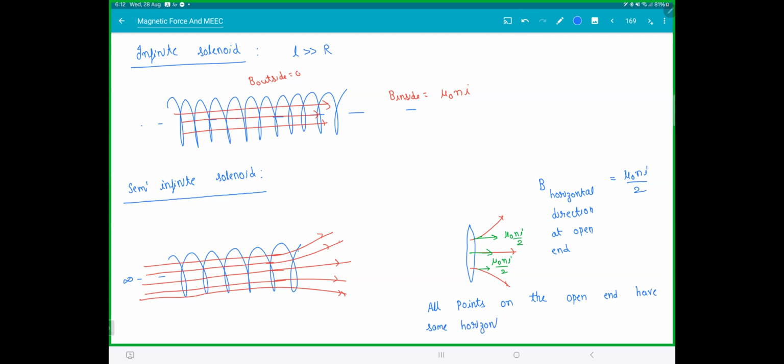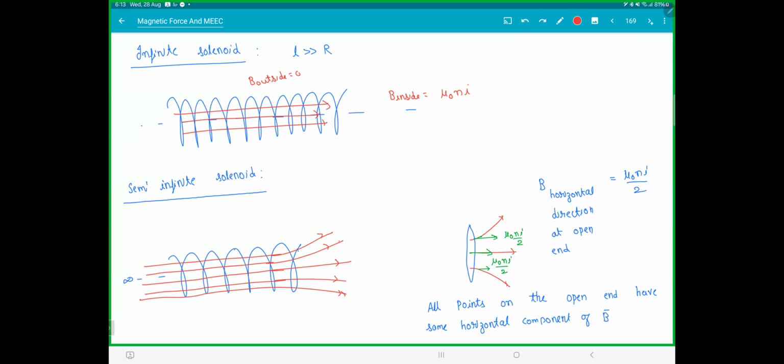Now be careful. On the open end, every point has a different field, but all those points have the same horizontal component, μ₀Ni by 2. So if we go towards infinity, then it tends to μ₀Ni. While we're coming to the open end, we drew it like this, but some field lines will start originating from the middle, right? Basically, it's not like every line is coming from outside. Some lines will start somewhere here only.